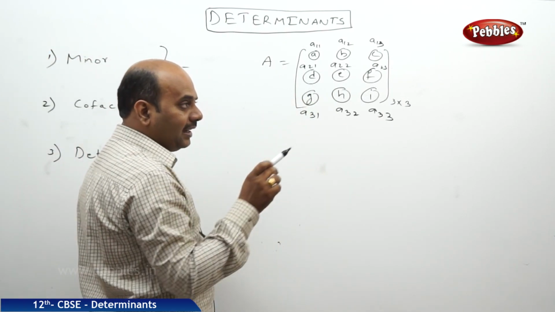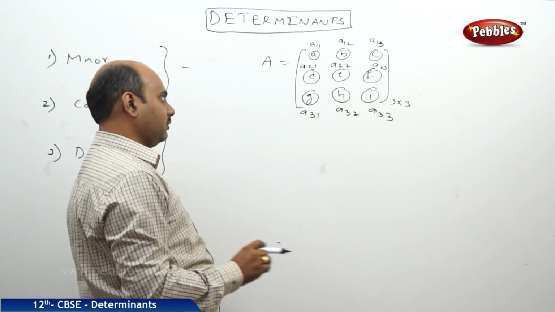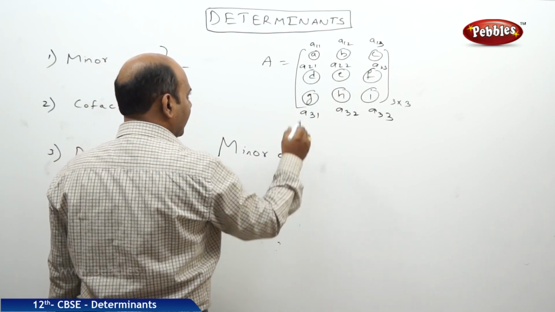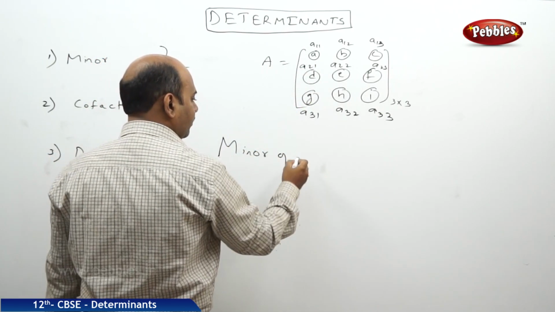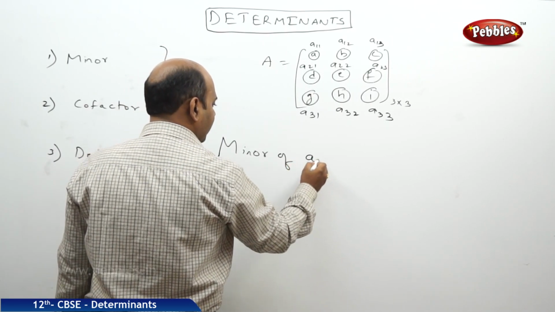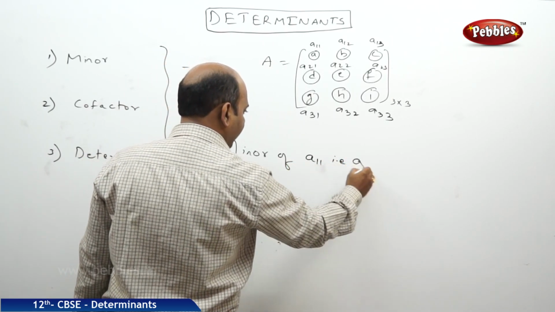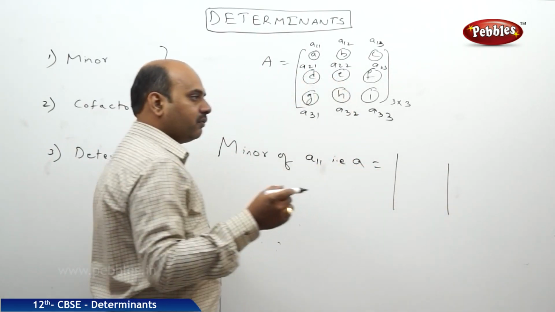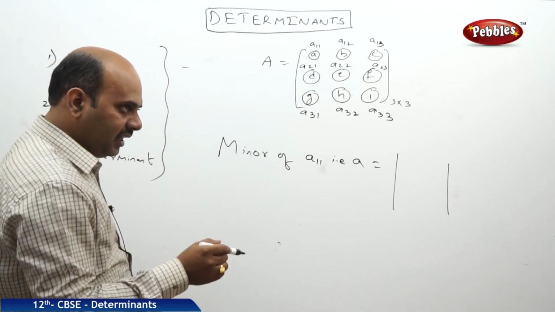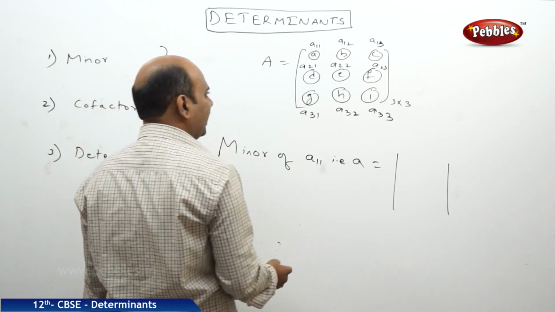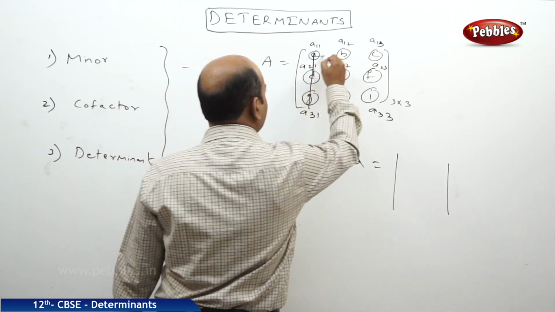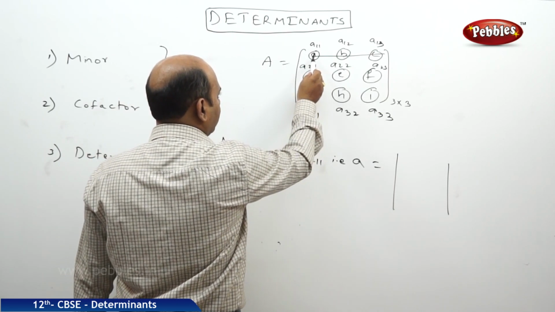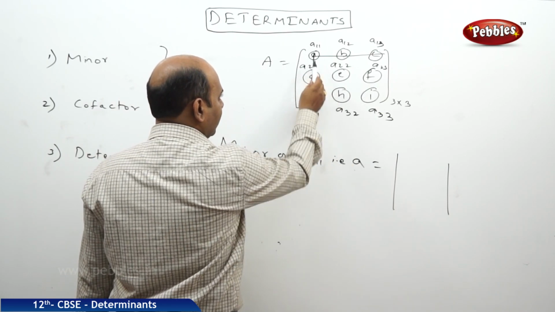Minor is a term associated with an element of a matrix. If anyone asks you to find the minor of the first row first element, that is a11, that is a. How can you find it? It is nothing but the determinant of a 2 by 2 matrix obtained by deleting the corresponding row and corresponding column. If you observe carefully, I am going to find the minor of a.